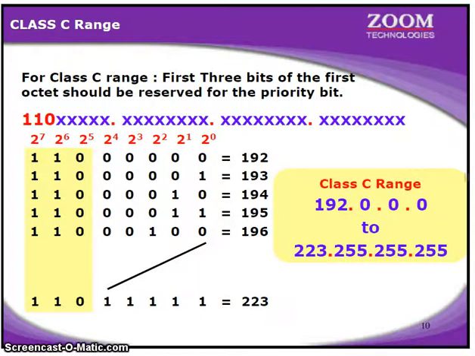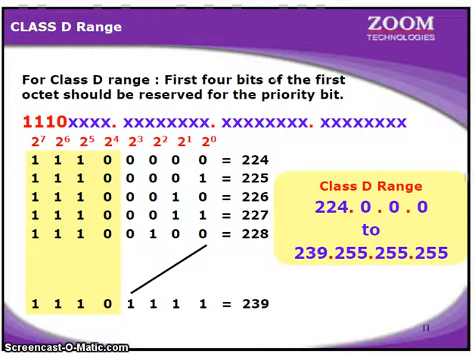Same way we can calculate the range for class C. The first 3 bits of the octet are priority bits. They are 110 for class C. So we keep those 3 bits constant and vary the rest of the bits. So we are starting from 192 till 223. So the range comes from 192.0.0.0 till 223.255.255.255 for class C.